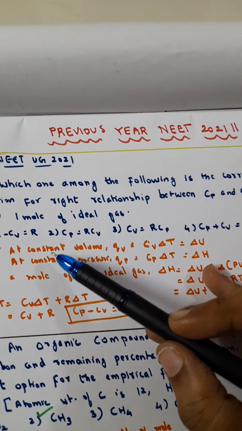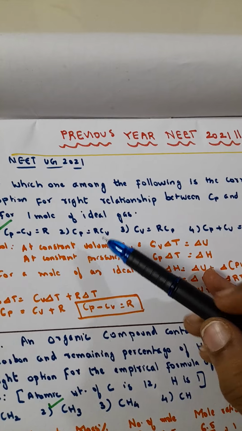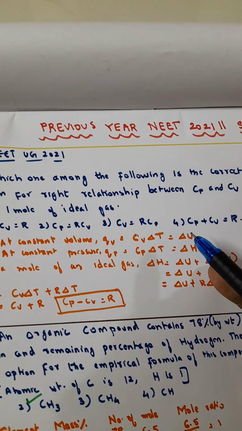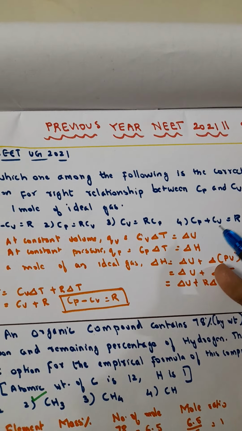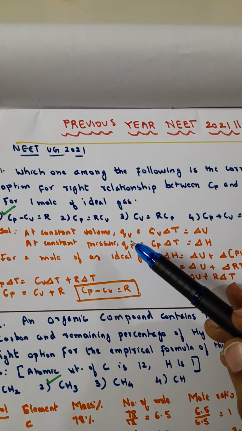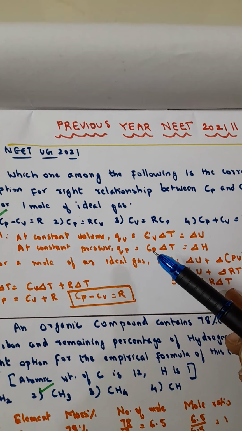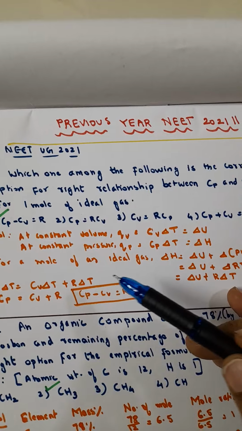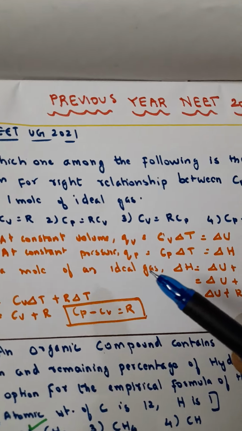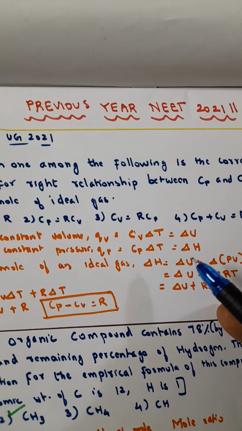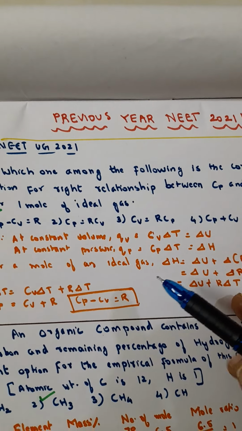So what are the options? Cp minus Cv is equal to R, Cp is equal to RCv, Cv is equal to RCp, Cv plus Cp is equal to R. You all know that at constant volume, Qv is equal to Cv delta T, which is equal to delta U. Then at constant pressure, Qp is equal to Cp delta T, which is equal to delta H.